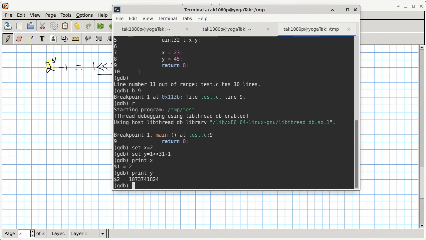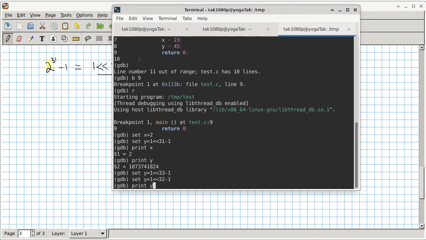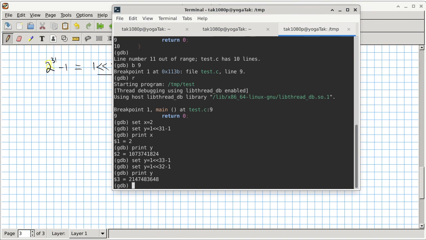Oh, I forgot one shift. Okay, it should be this. Whoop, no. There we go. I just spotted my own error. Okay, so this is correct. This is about 2 billion. And if you double 2 billion, you get about 4 billion, which earlier we said is about the range of a 32-bit unsigned integer. So this is the right value.